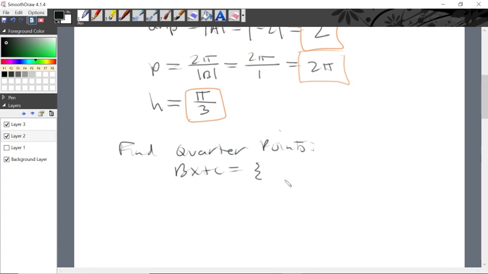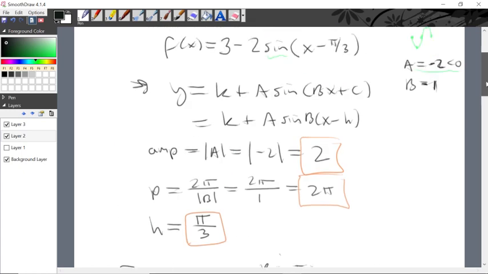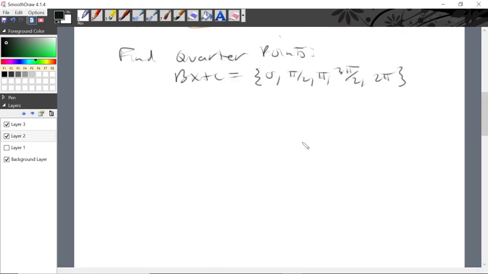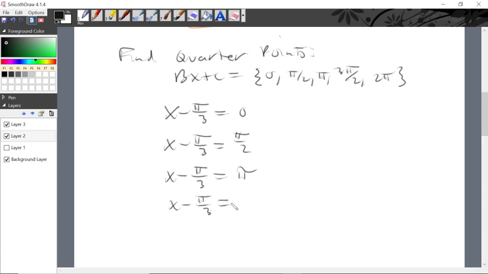Bx plus c equal to the set of quantities 0, pi over 2, pi, 3 pi over 2, 2 pi. What is bx plus c in this case? In this case, it's x minus pi over 3. All right, so x minus pi over 3 equals 0. X minus pi over 3 equals pi over 2. x minus pi over 3 is equal to pi. X minus pi over 3 is equal to 3 pi over 2. And x minus pi over 3 is equal to 2 pi.